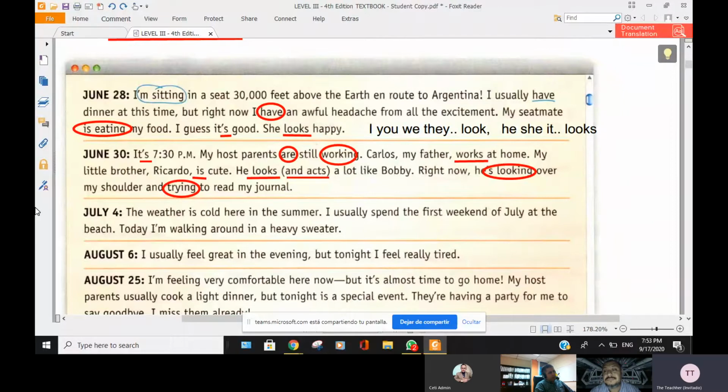Well, can you tell me, on July 4th, Mr. Danny, what is happening right now and what regularly happens? Okay, what regularly happens is that he usually spends the first week of July at the beach, but what is currently happening is that he is walking around in a heavy sweater, because in Argentina it's not really summer, it's perhaps winter. Currently here in the north we are in summer and perhaps they are in winter. The seasons are opposite between north and south. Very good.